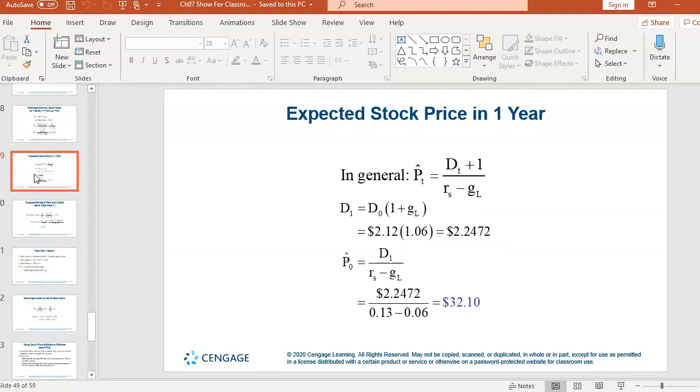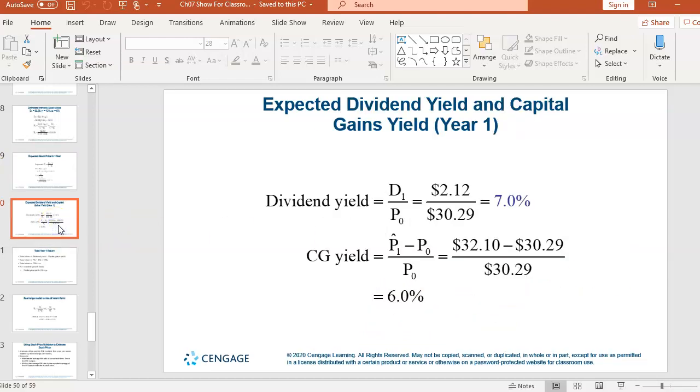That was the P0, obviously, but now we can say, what's the value a year from now, and so on. My dividend in a year after D1 would simply be 2.12 times 1.06, the growth rate, to get 2.2472. I could divide that by 13 minus 6, and I get 32.10, and so on. I can keep on doing that and predict stock price for the near future.